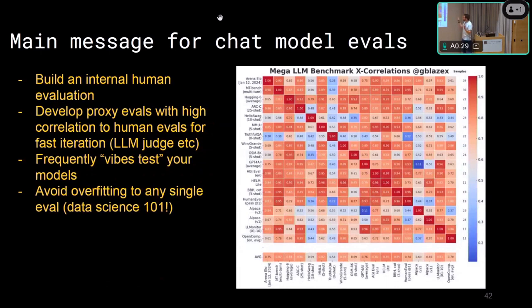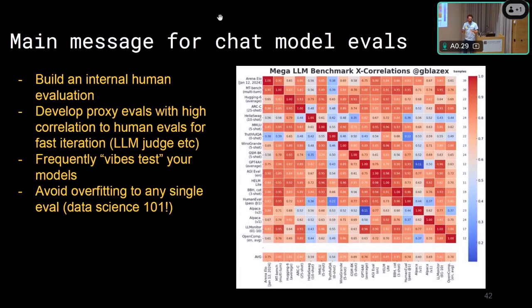So to summarize this topic of evaluation, it's really important that you build your own internal human eval. And I think it's fine to use these other tricks like LLMs as a judge, but you should always have these caveats about, say, positional bias, length bias and so on. And really avoid overfitting to any single benchmark.